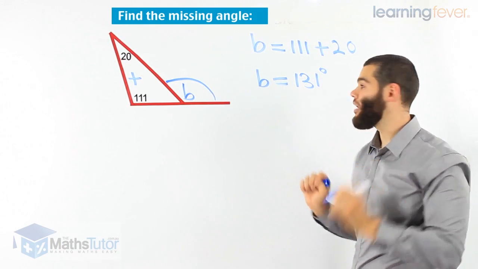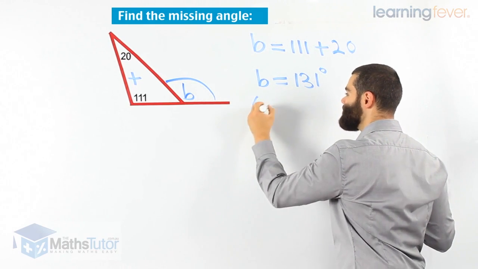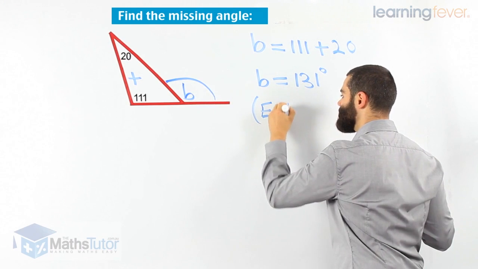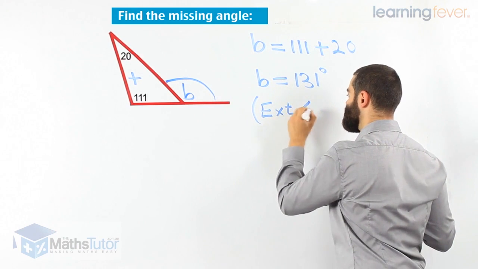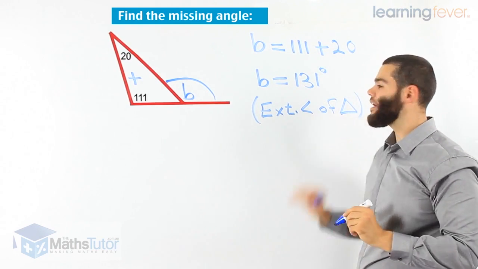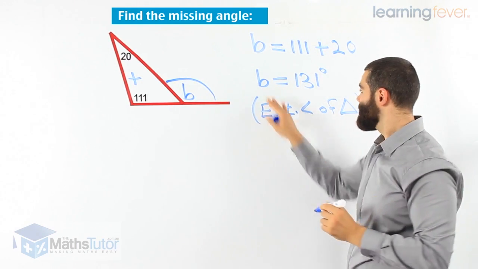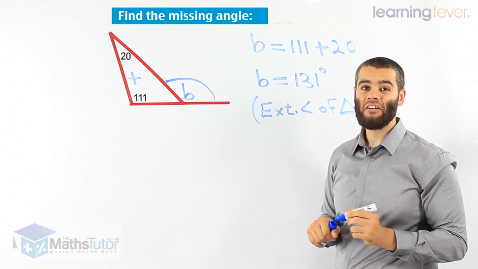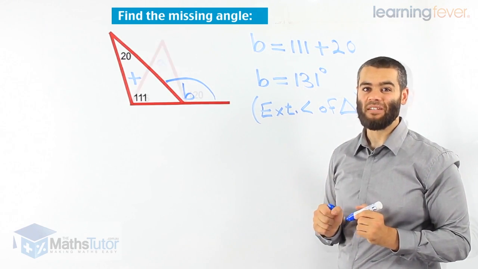Now, again, we write our reason. It is that simple. Exterior angle of a triangle. Exterior angle of a triangle is our reason. This is our answer. We'll get full marks. Let's do one more example.